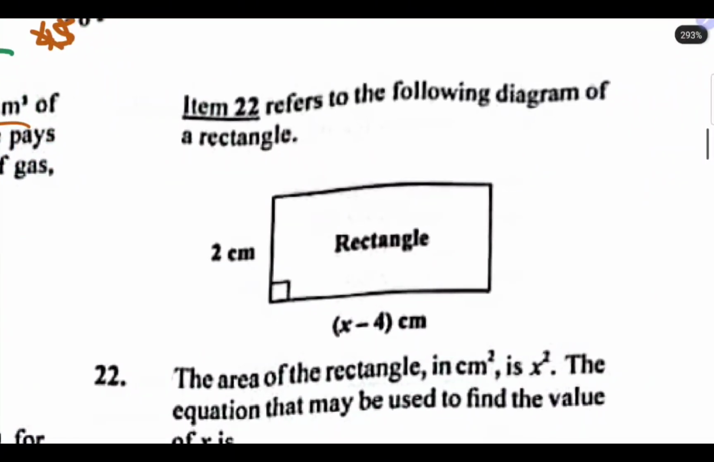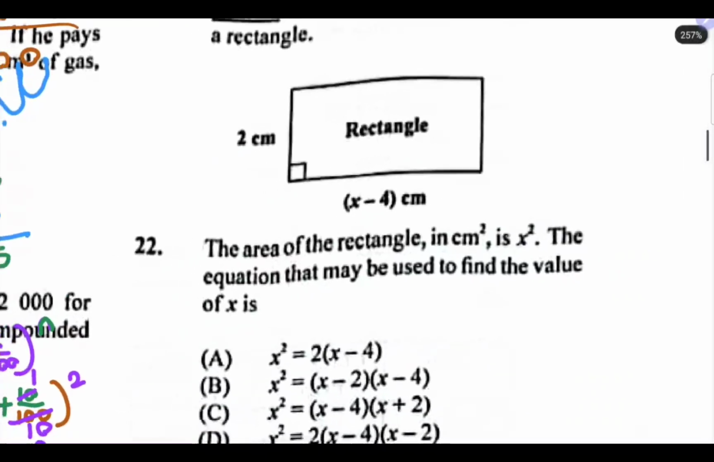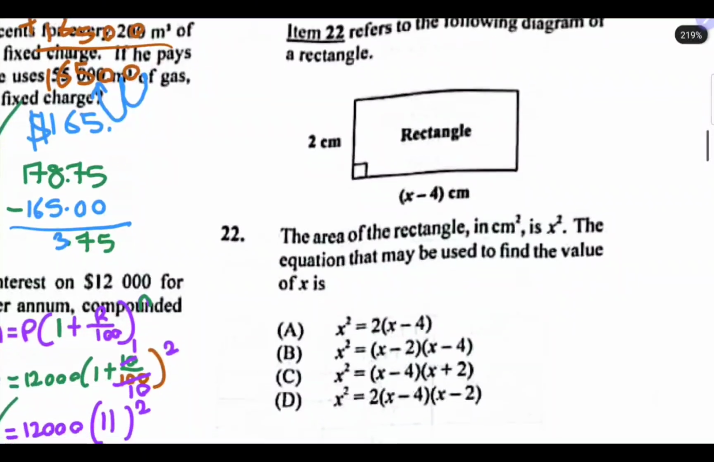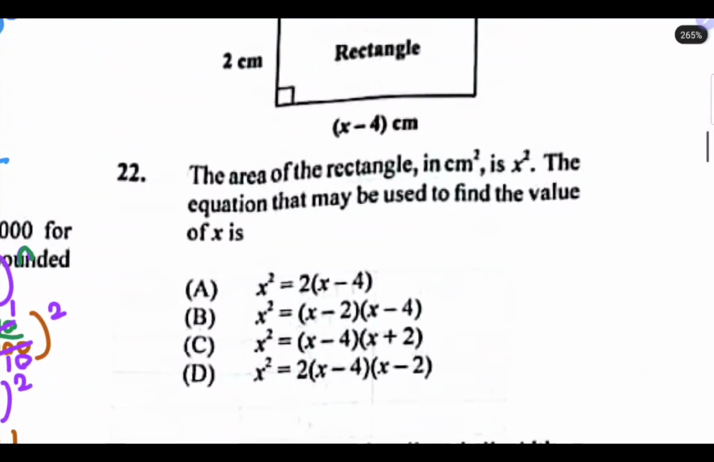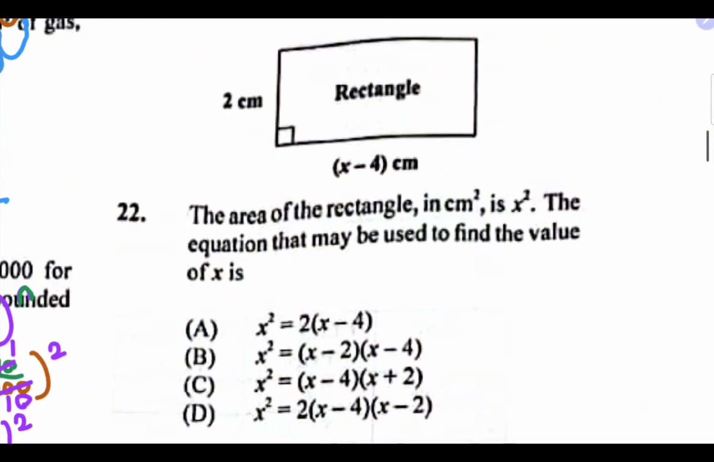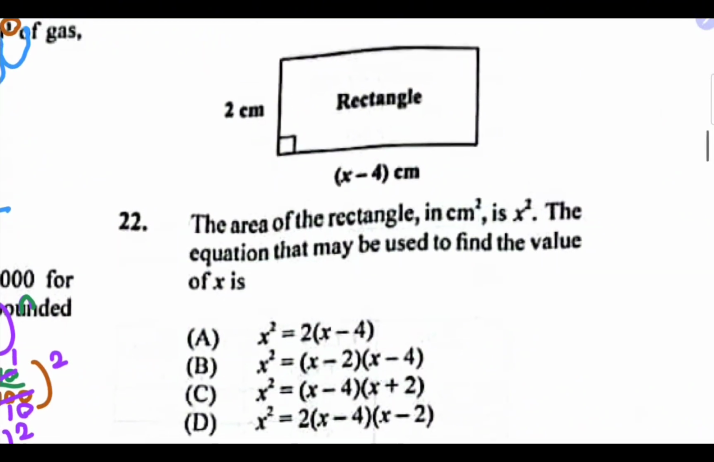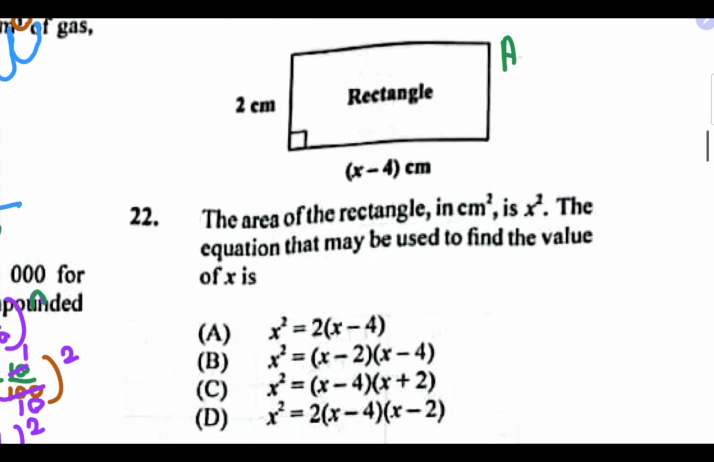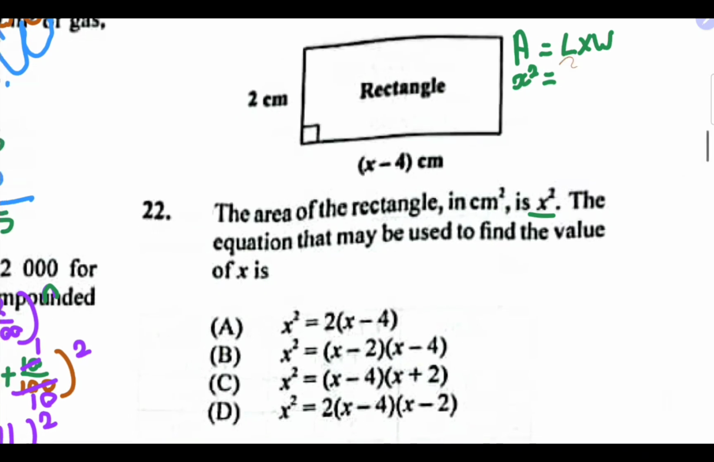Item 22 refers to the following diagram of a rectangle. Take a minute, a couple of seconds, pause the video, and read this question. Okay, so when we find the area of a rectangle, the formula for that is length multiplied by width. They told us the area is x squared, so replace the A with the x squared.